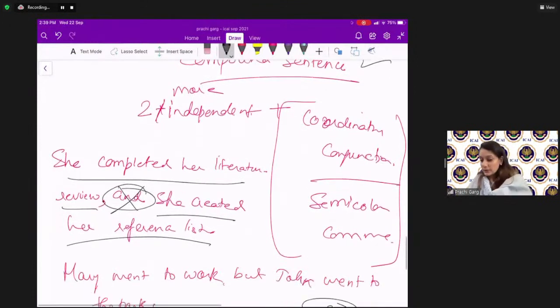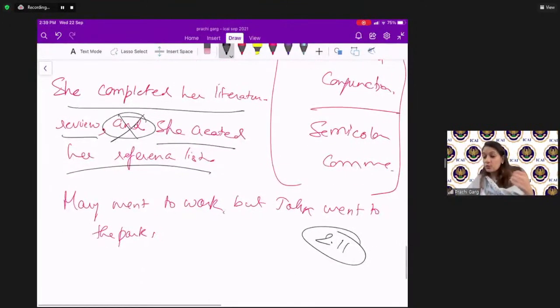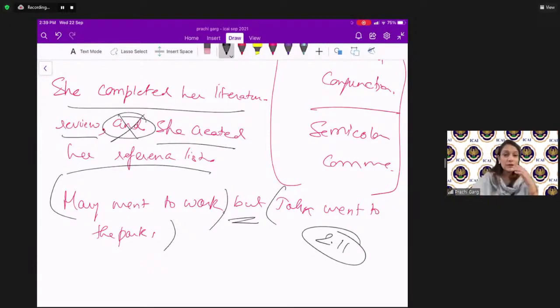Look at the next one. Mary went to work. This is one independent clause, right? The other one is John went to the park. This is another independent clause, but they are joined together using but. Clear? So good so far. Any problems that you guys have? Are we clear with simple and compound?